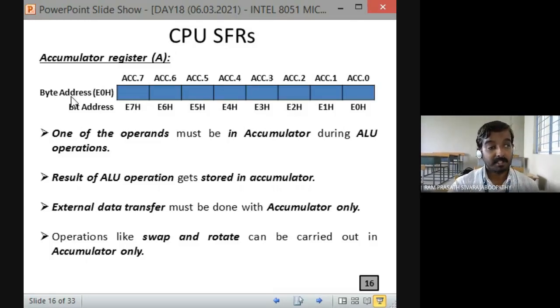So here we will not write a byte address. If we use the whole 8 bits, it is a byte address. Bit address means an individual bit we can address. That is the difference between byte address and bit address. Fine. Shall we move on to the B register?